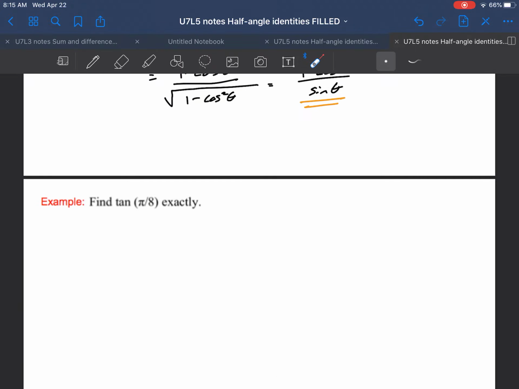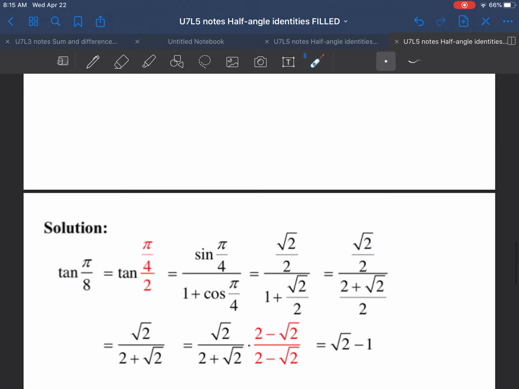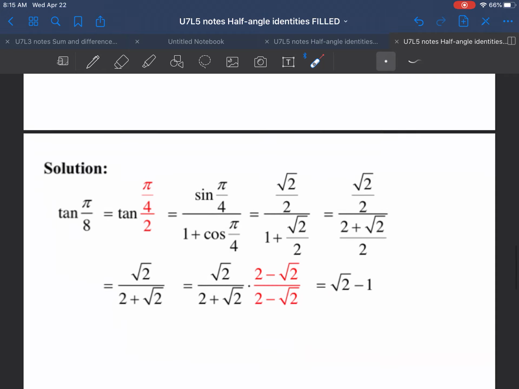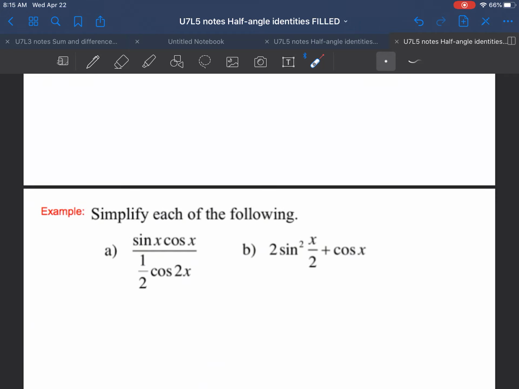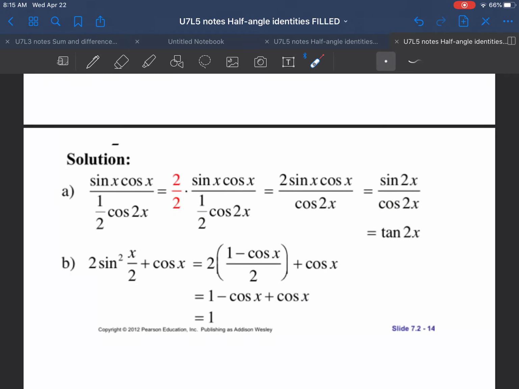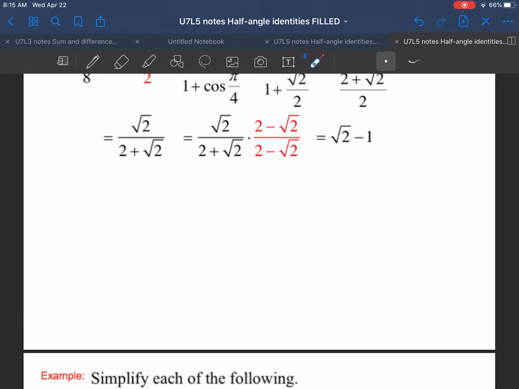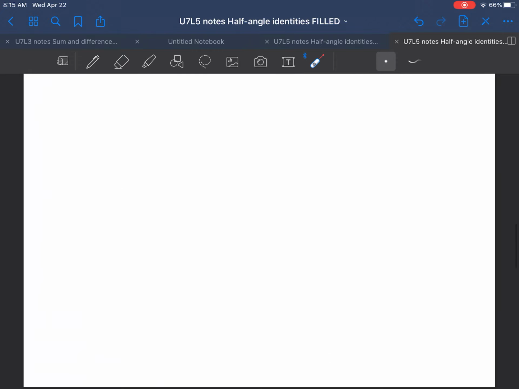One example here, and then the solution is right there. So, okay, well, a couple ways you could do this, maybe. I won't make a video because you have the solution there. Simplify each of the following. You also have the solutions.